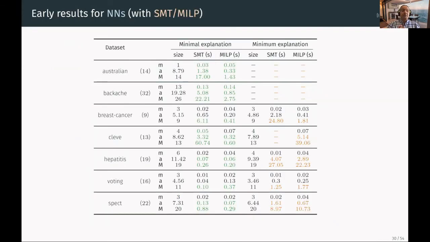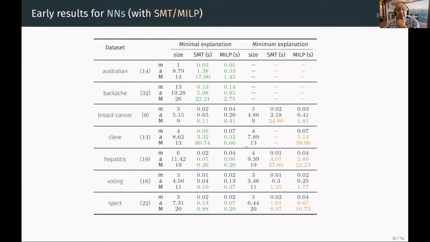Okay. So we implemented this 2 years ago, in 2019, and we got some results: subset minimal and cardinality minimal explanations for these different data sets, with different numbers of features. And these are the explanations that we computed: smallest, average, and maximum. We used SMT solvers and mixed integer linear programming solvers, and we observed several conclusions at the time.